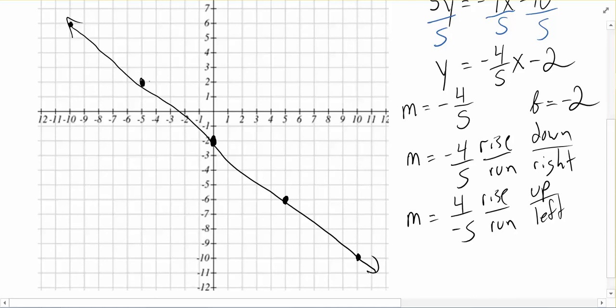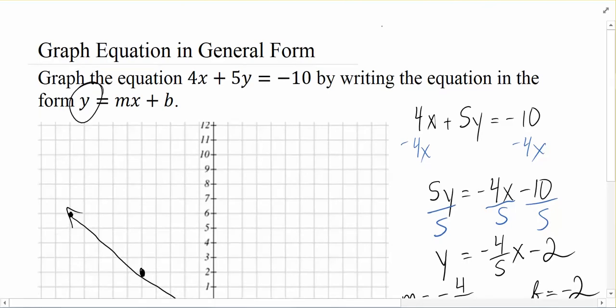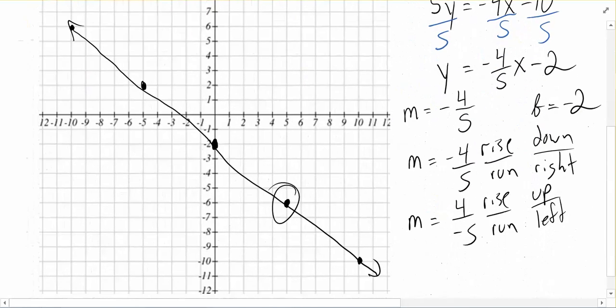If we want to pick, let's say, 5, -6, we could go back to the original, which is the best idea here, to test 5, -6. At which point we'd have 4 times 5 plus 5 times -6 is supposed to equal -10. That's 20 minus 30 equals -10, which is true. So we found an ordered pair, we plugged it in, and it works. That makes us comfortable and happy that this is the correct line.